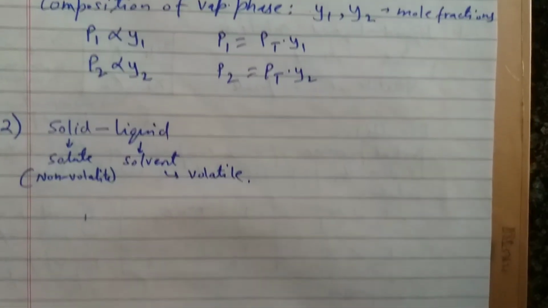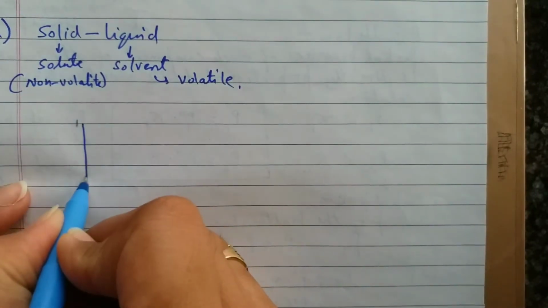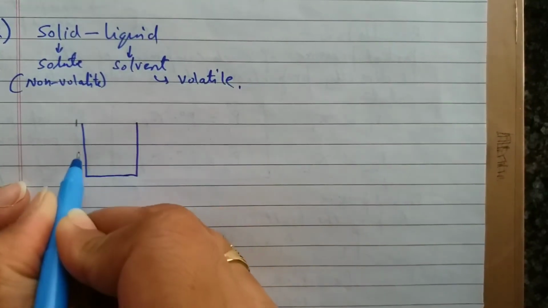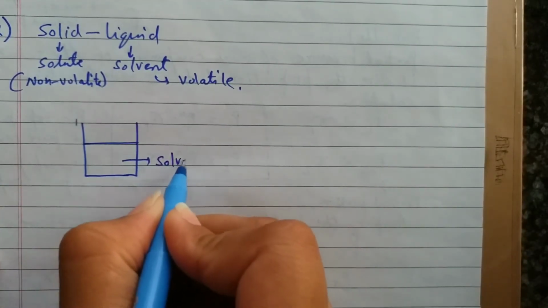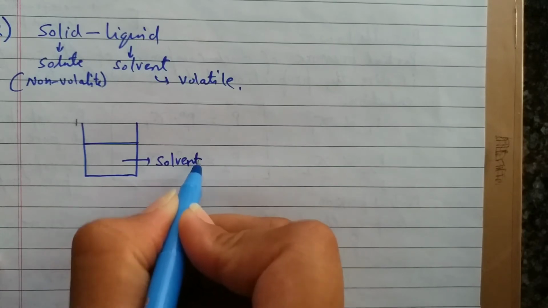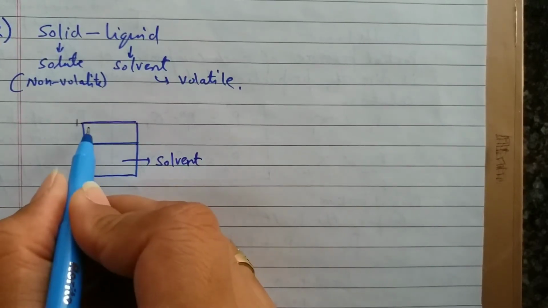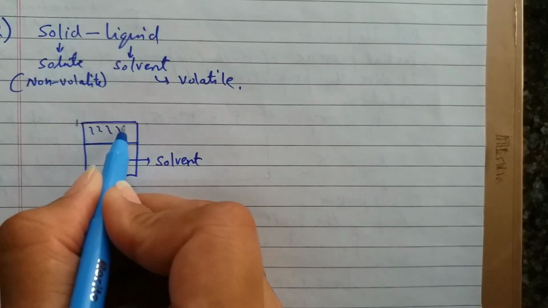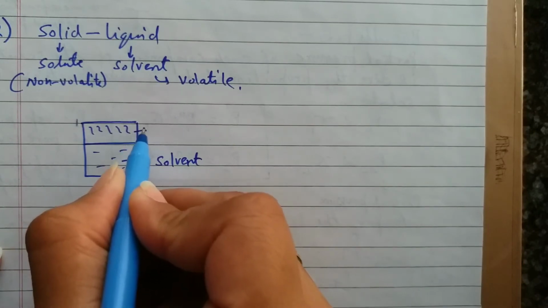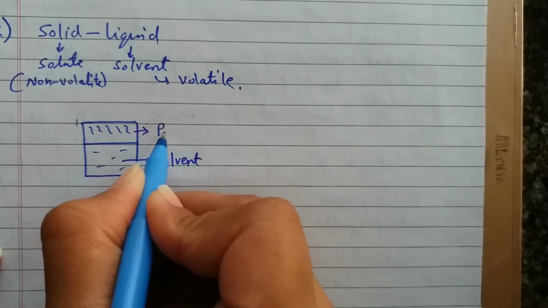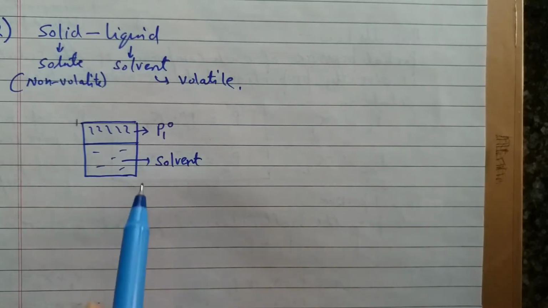To understand this, first of all, imagine the situation. In this container, let's say we just take the solvent, which is volatile and is capable of evaporating. So the solvent is going to evaporate, and when it evaporates, it will exert some pressure. Let's say the pressure exerted by the solvent is P1 naught, because we have the solvent alone here, so we denote it by P1 naught.